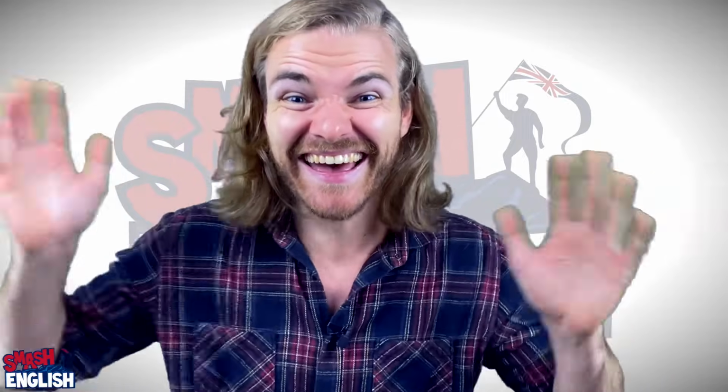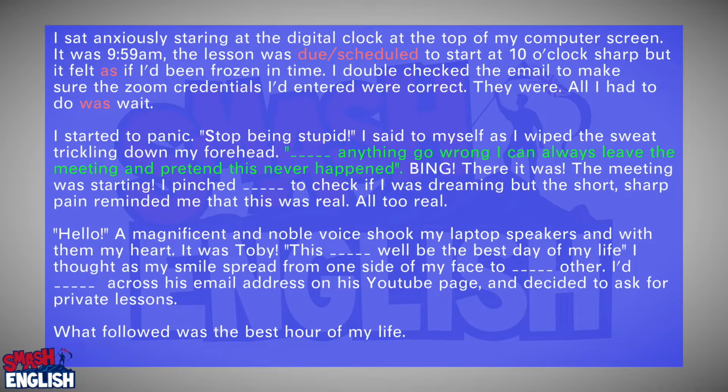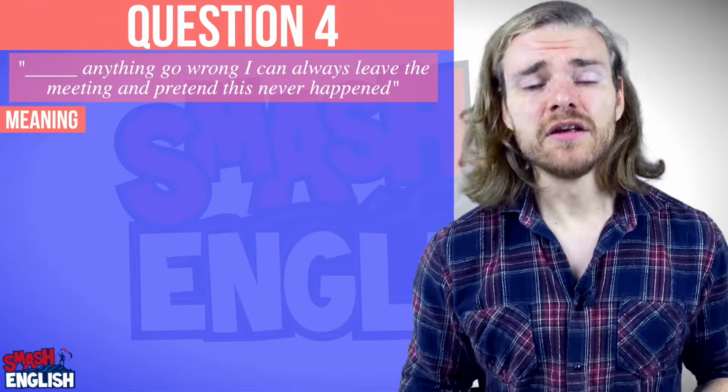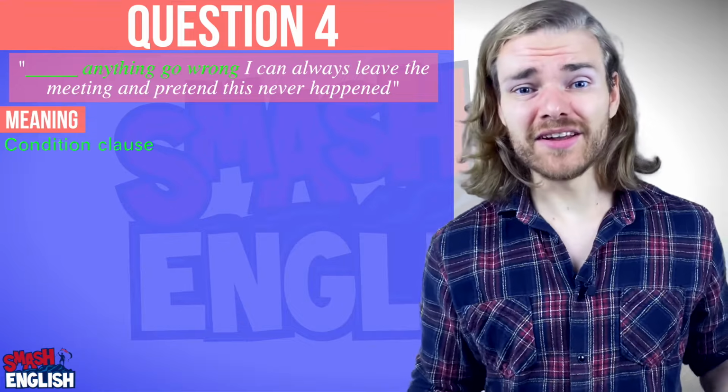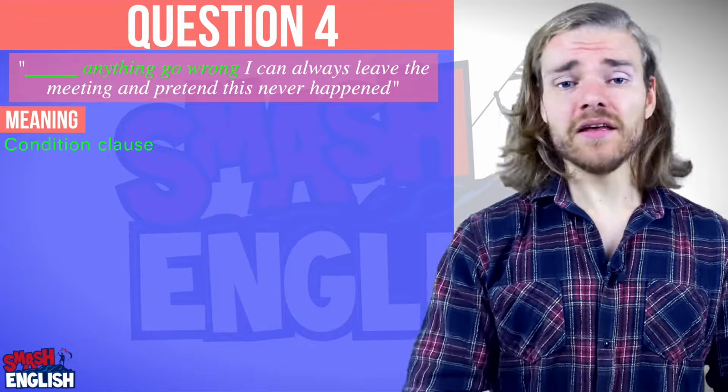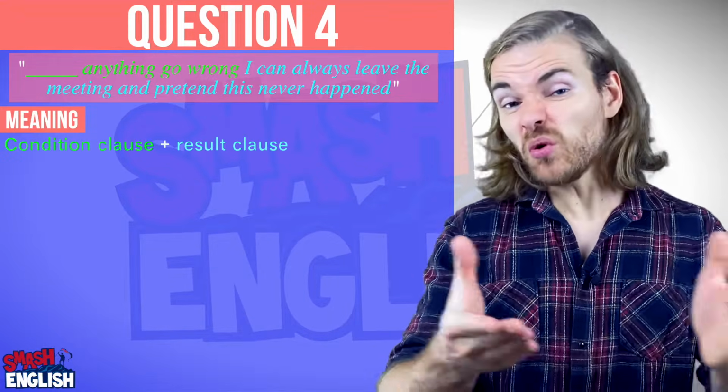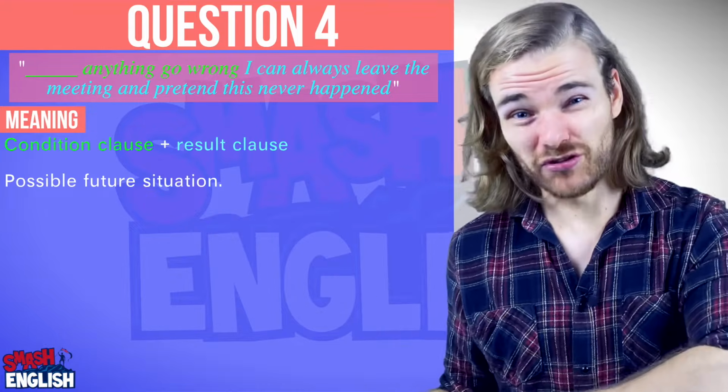Anything go wrong, I can always leave the meeting and pretend this never happened. What is the meaning here then? Well, anything go wrong is a condition clause, and I can always leave the meeting is a result clause. So we're talking about a possible future situation here.